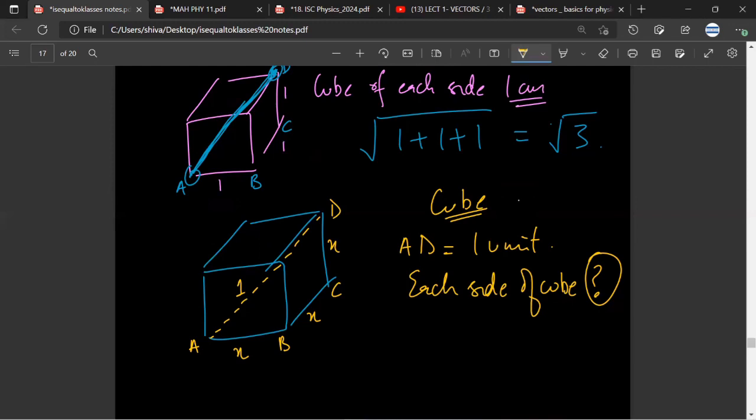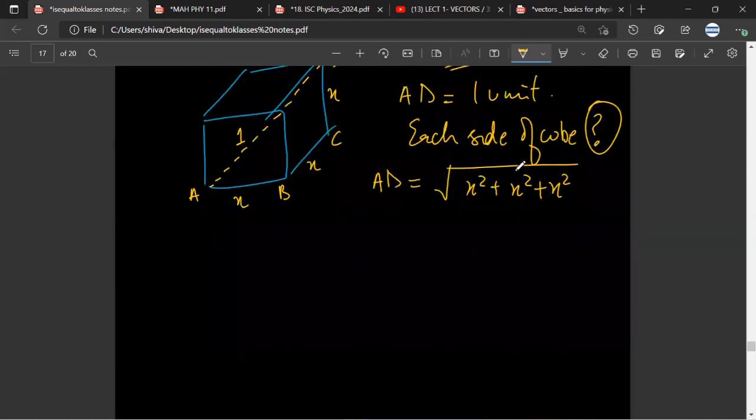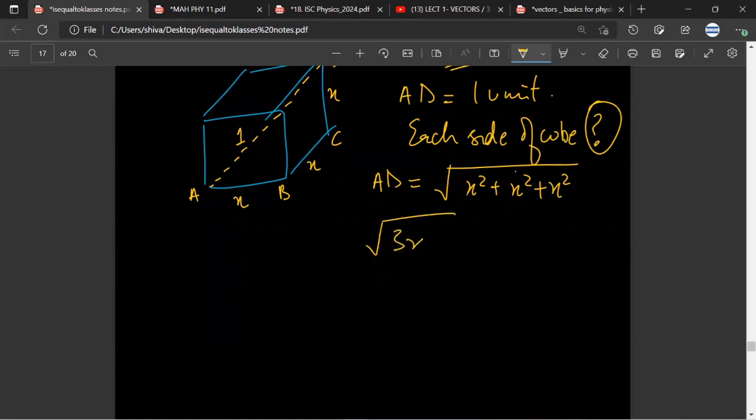It is tricky to answer this. Okay. Now, this AD would be root of x square plus x square plus x square. Is it clear? So basically, root 3 x square is 1. Are we clear? So 3x square is equal to 1. X is equal to 1 by root 3. Avantika, have we understood this or not? If there is a doubt, please ask.